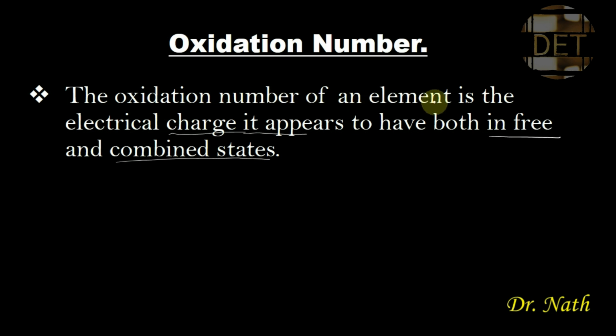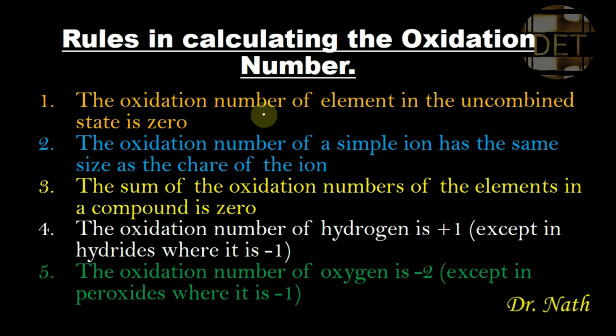So the oxidation number of an element is the electrical charge it appears to have both in free and combined states. That electrical charge is known as the oxidation number. What we are going to look at in this video is how to calculate the oxidation number of different elements, and there are certain rules that are involved. These are the rules for calculating the oxidation number of elements.